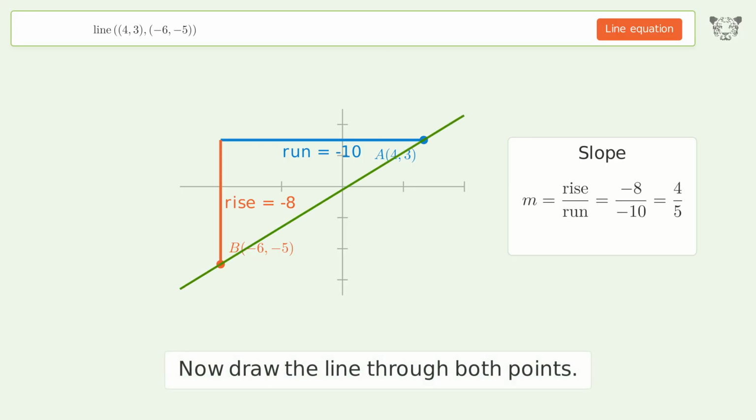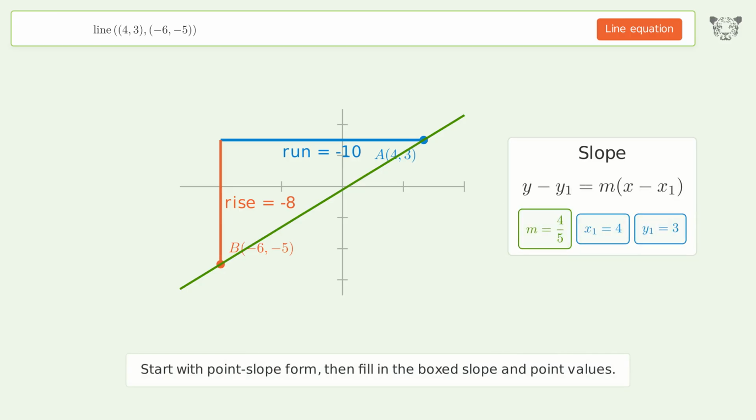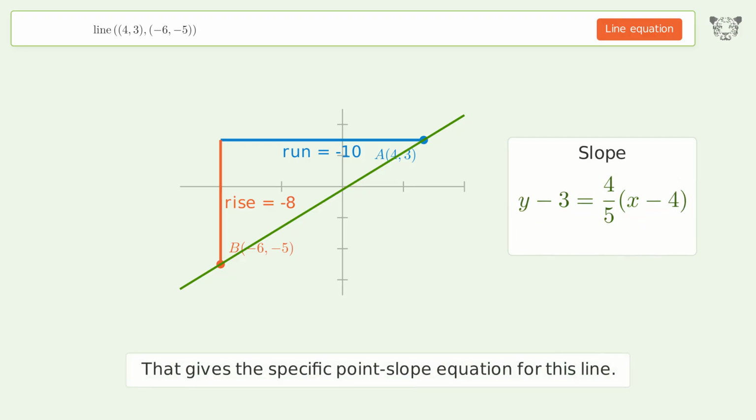Now draw the line through both points. Start with point slope form, y minus y1 equals m times x minus x1. Then fill in the boxed values. Slope is 4 over 5, x1 is 4, and y1 is 3. That gives the specific point slope equation for this line.